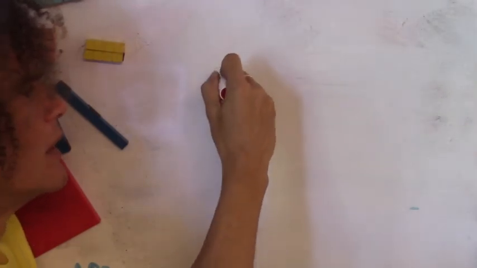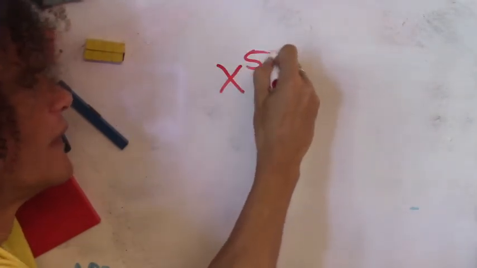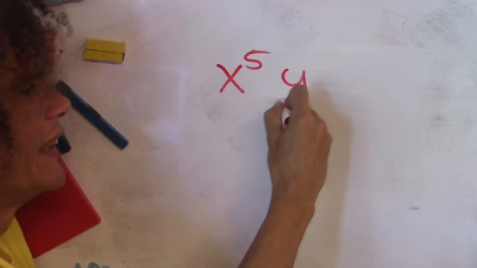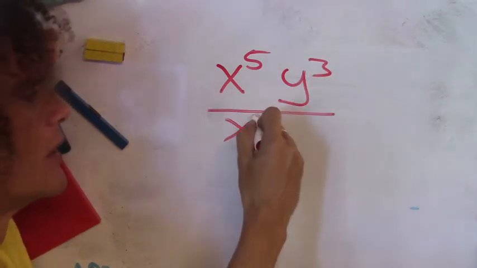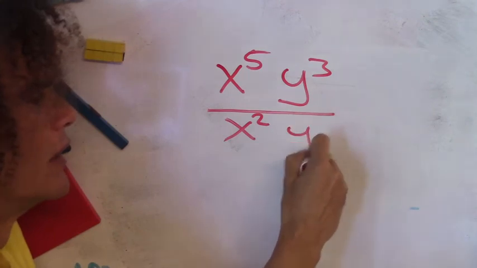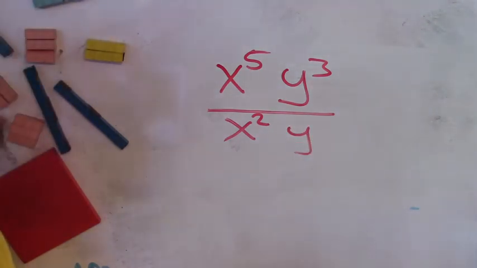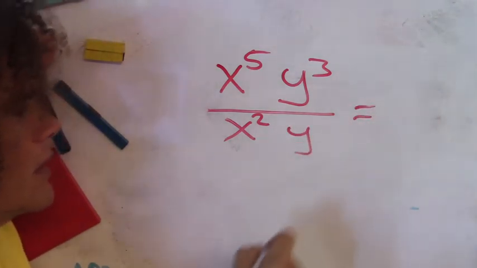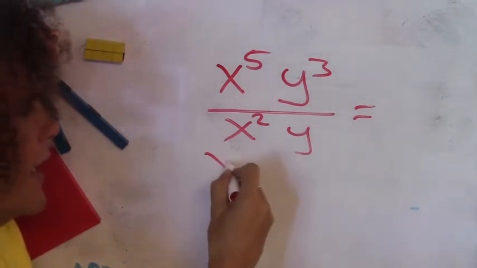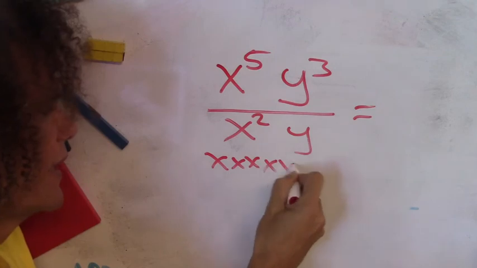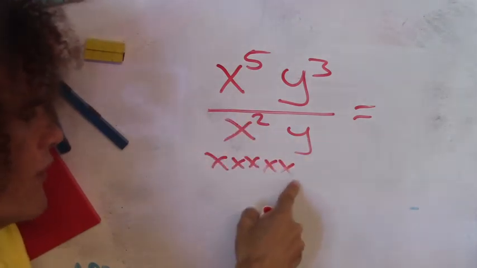Okay. So what if I had x to the 5th y third over x squared y? So no negative exponents at the moment. Let's just rewrite this. Take your pencil and paper and just write this. What I'm going to have is x times x times x times x times x. That's what that says. 1, 2, 3, 4, 5 of them because we're lazy.